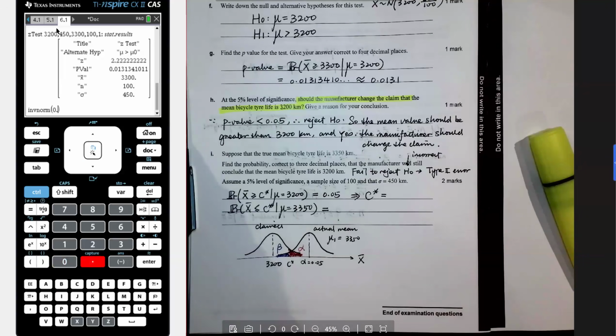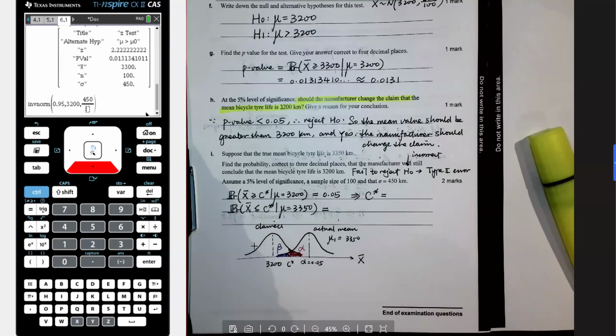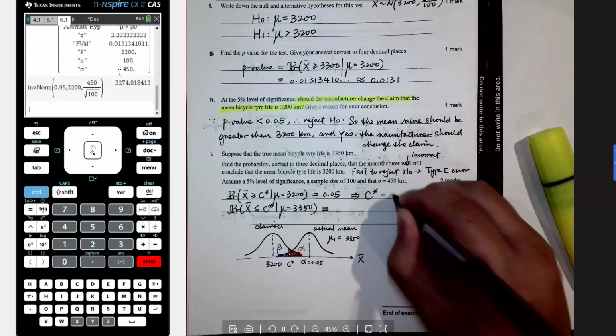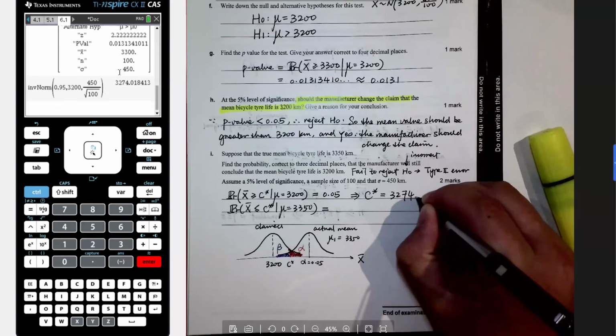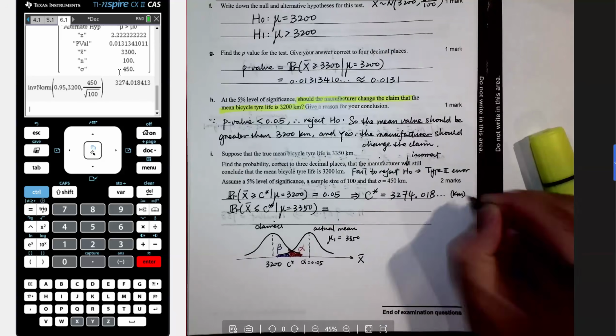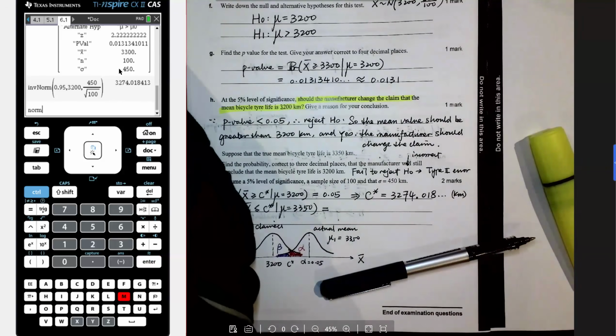Inverse norm, 0.95. Because under the older curve, the right tail is 0.05. The left tail, cumulative probability will be 0.95. 3200, and the standard deviation was 450 divided by square root of 100. So this is a critical value, 3274.018 kilometers.